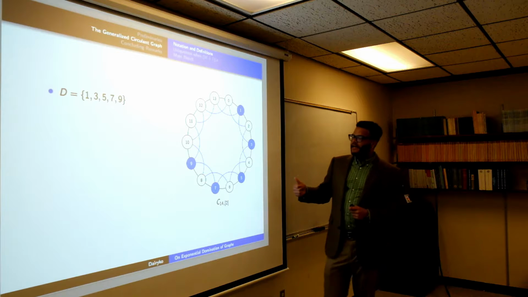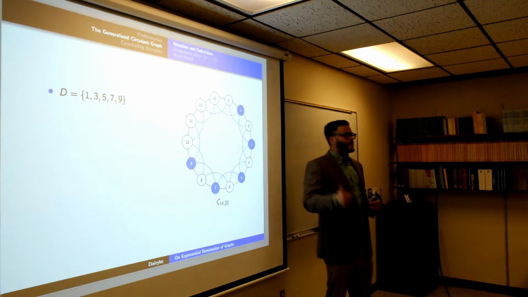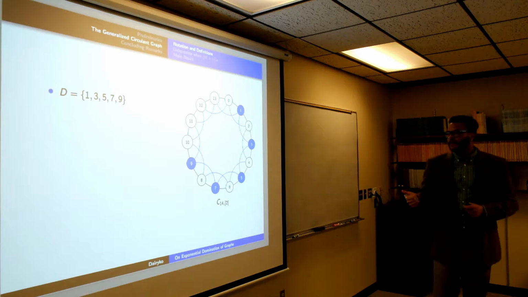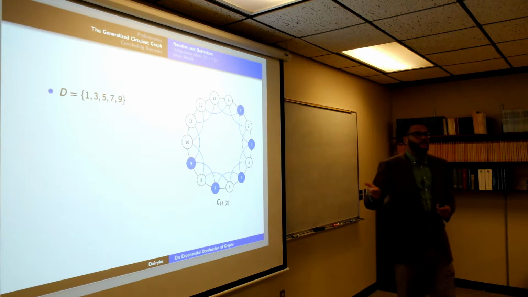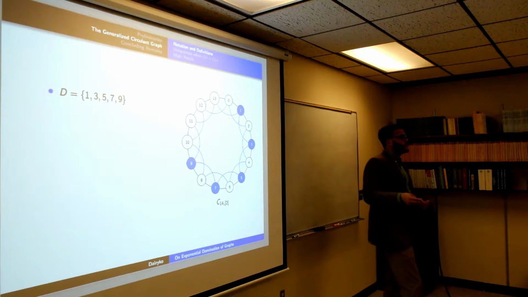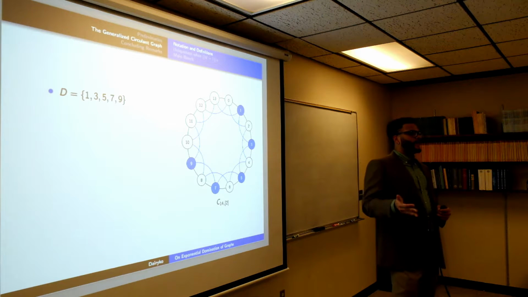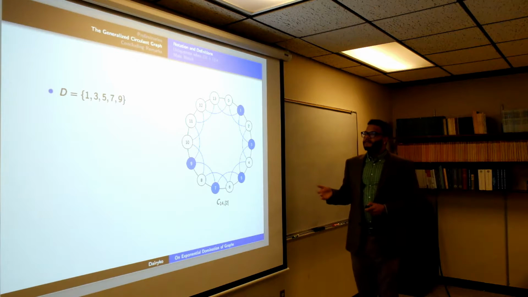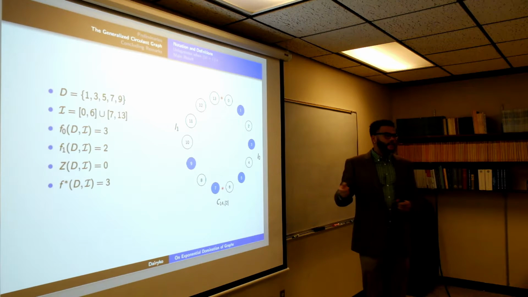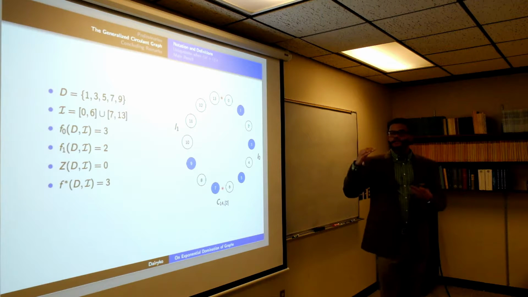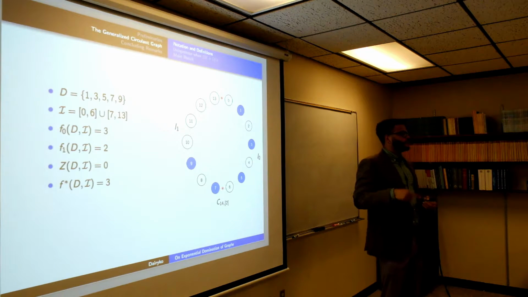In this case, I have C_14,2, so that means n is 14, so I have 14 vertices, labeled 0 through 13. My L is 2, so I have adjacencies plus or minus 1 and plus or minus 2. And my D here is going to be the set {1, 3, 5, 7, 9}. By my partition, L is equal to 2, so 3L plus 1 is 7. So I'm partitioning it into two parts, each of length 7.